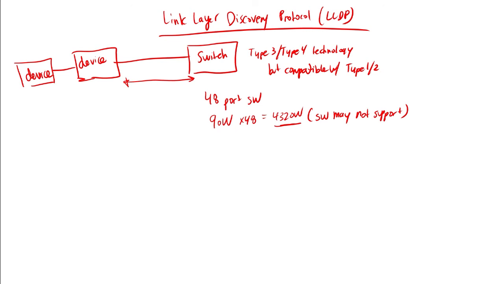So what we can do is negotiate. So maybe this guy only needs 60 watts, or maybe 30 watts. And this way, our switch only sends out the power that it needs, and it can save the rest of the power for another device.